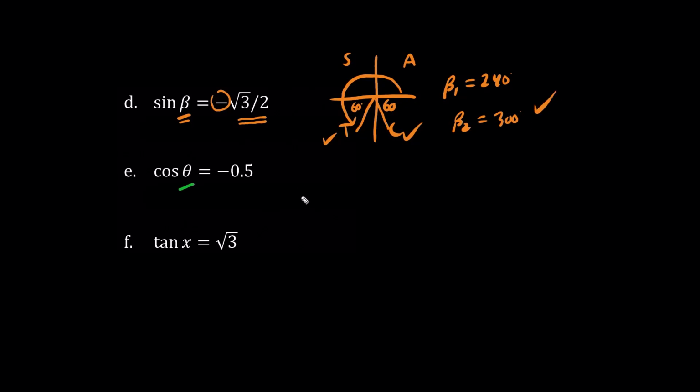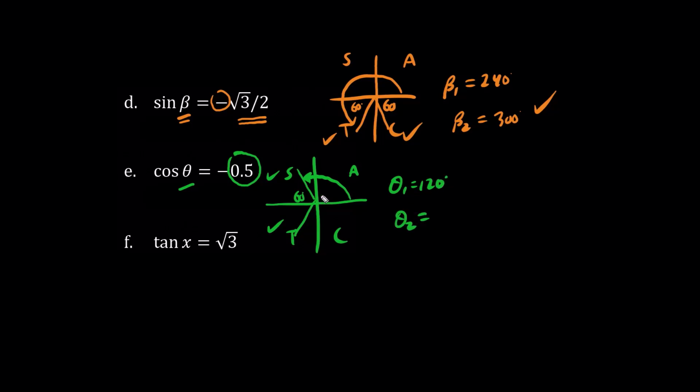Now let's solve for theta. Haya, ASTC, cosine is negative here and here. Cosine of what is 1/2 or 0.5? It's cosine of 60 degrees, the reference angle. So we run the track this way. We have 90 plus 30 more is 120. And we have 180 plus 60 more is 240. So these are the solutions.